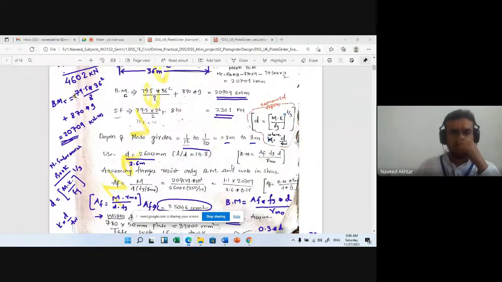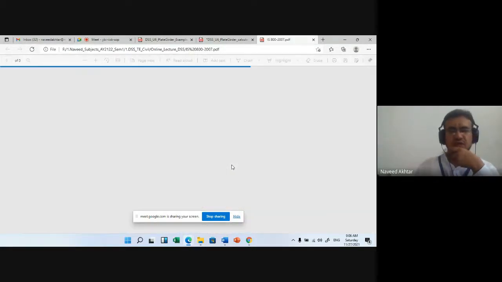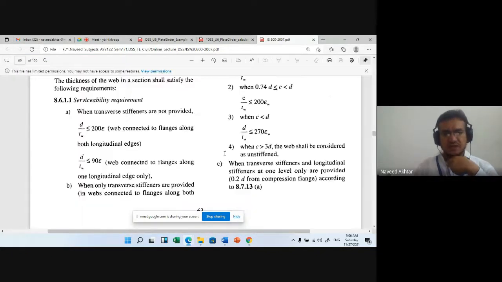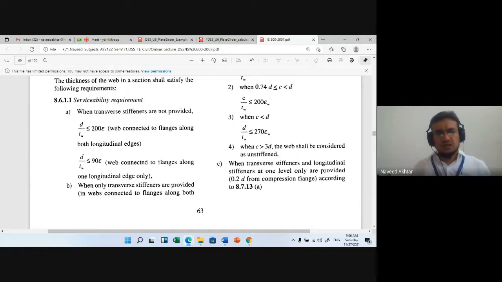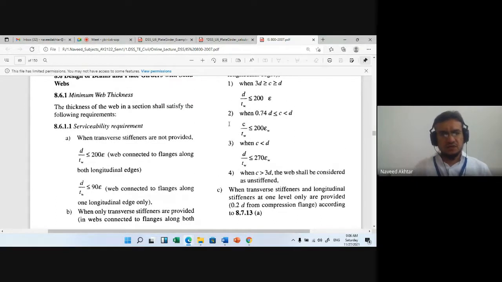There are some corrections, the BIS list of corrections, that I have also shared with you on your WhatsApp group as well as on your classroom, so you can benefit from there. Okay, so IS codes are very important. You can't design without the assistance of that code. So you should go through that code and also understand how to solve the problem.